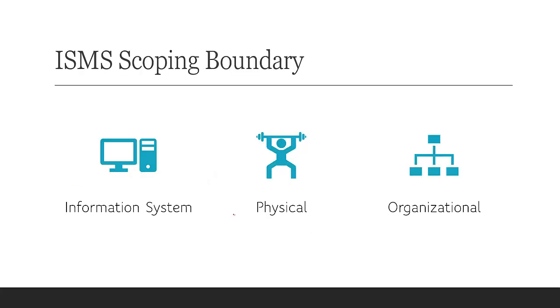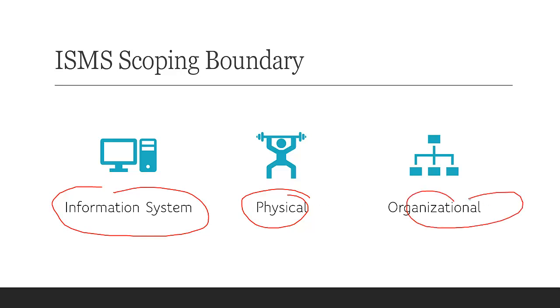When we're talking about scoping, it is categorized into 3 sections. One is information system, which means what systems you want to include. Second is physical, which means the physical boundary, like how many buildings need to comply with 27001, which may include multiple branches. And the third is organizational, which means the geographical boundary. Let me repeat again. Information system is things like servers and business processes. Servers are included in the information system.